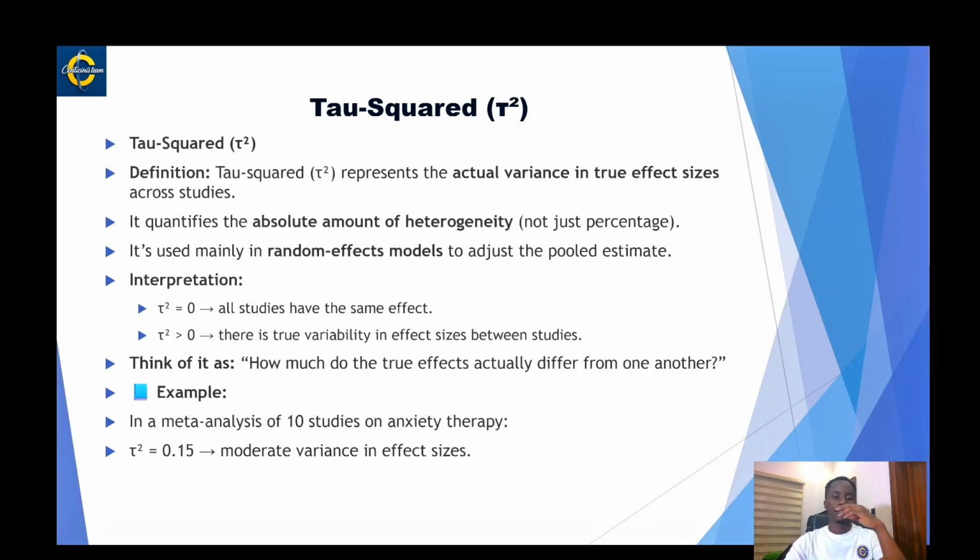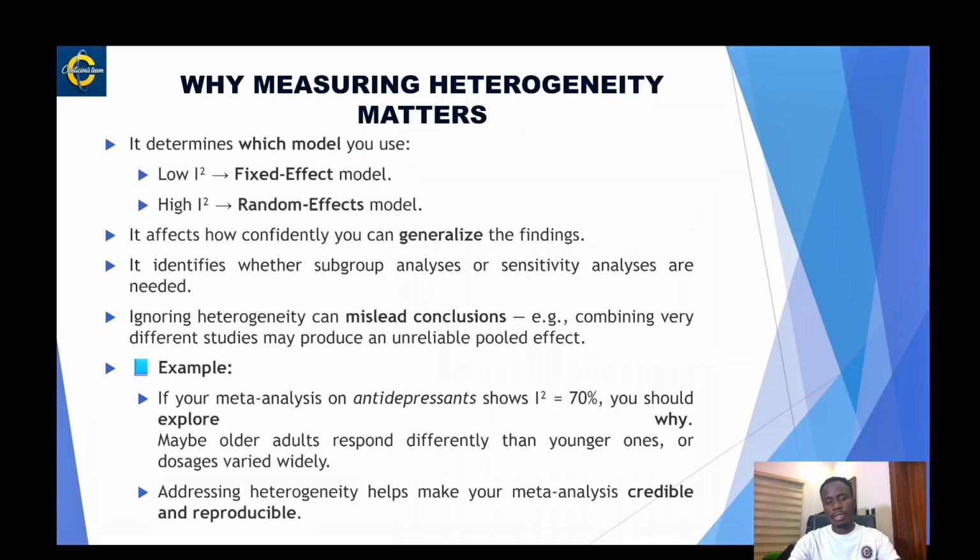The tau squared represents the actual variance in true effects. Here we want to get the variance and use it to quantify the amount of heterogeneity, not just a percentage. So let's say I want to ask how much the true effects actually differ from one another. In a meta-analysis of 10 studies on anxiety, if tau squared is 0.15, then there is moderate variance in the effect sizes. So there are a lot of reasons for you to measure heterogeneity.